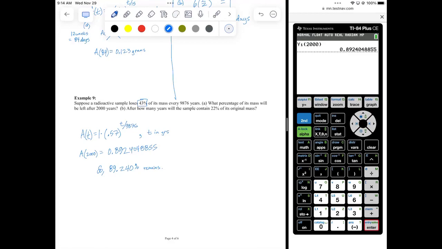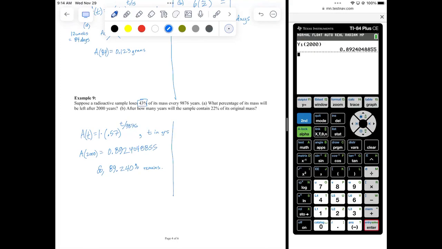Is that a reasonable number? Yeah, we haven't even been through one half-life yet, right? We've been through maybe a fifth of a half-life, something like that. All right, now the next question. After how many years will the sample contain 22% of its mass?